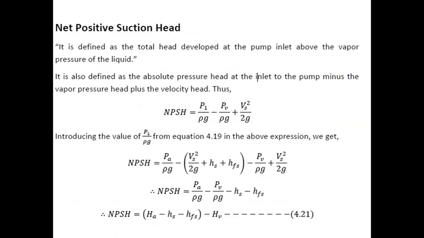It is defined as the total head developed at the pump inlet above the vapor pressure of the liquid. It is also defined as the absolute pressure head at the inlet to the pump minus the vapor pressure head plus the velocity head. So NPSH = P1/ρg − PV/ρg + Vs²/2g. After the final equation and rearranging, we get NPSH = HA − HS − HFS − HV.